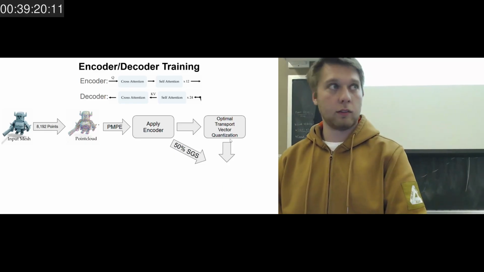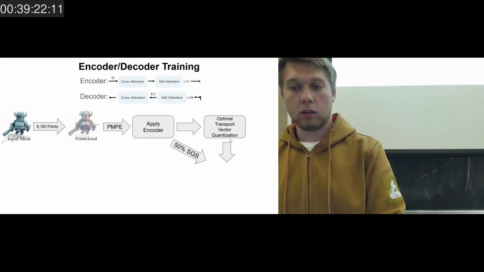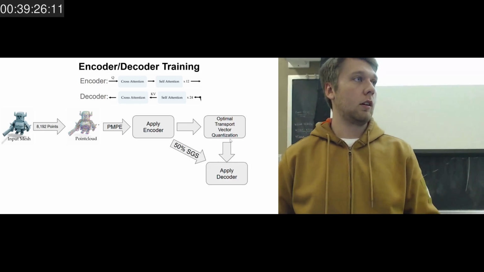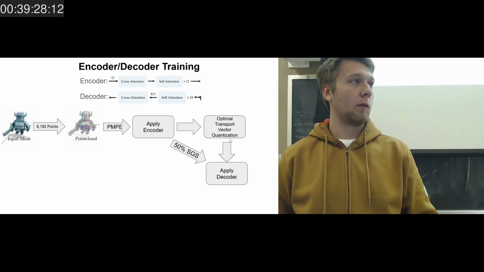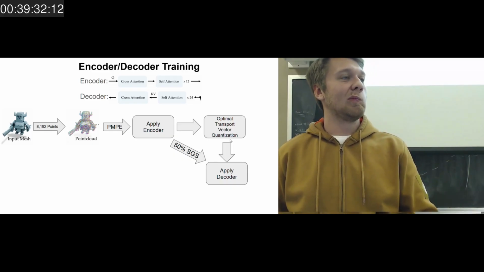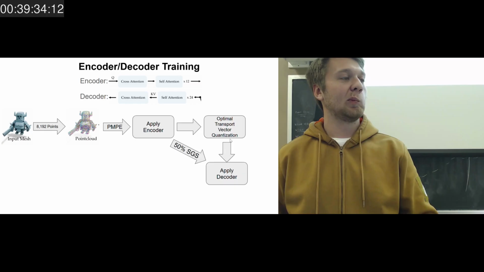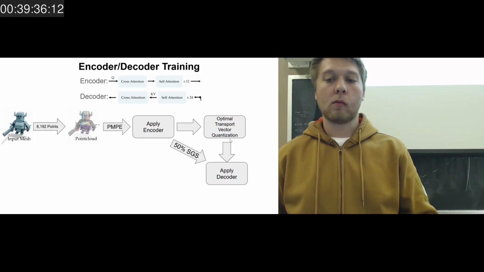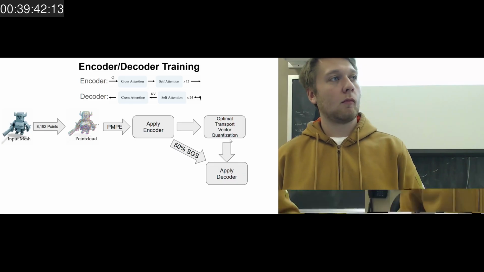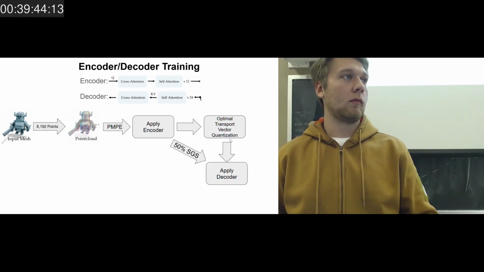Yes? How can you backprop through optimal transport vector quantization? That would be a good question. We will discuss this next. Okay, because I did not see that you could backprop. No, it's a very, very good question. It is an optimization problem inherently, so it is difficult to backprop through it, but there are algorithms. One is the Sinkhorn algorithm that allows you to differentiate through optimal transport.